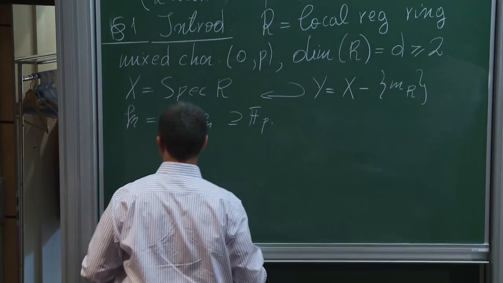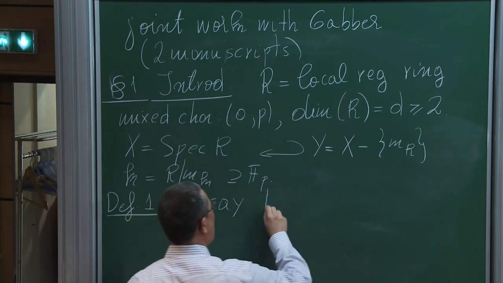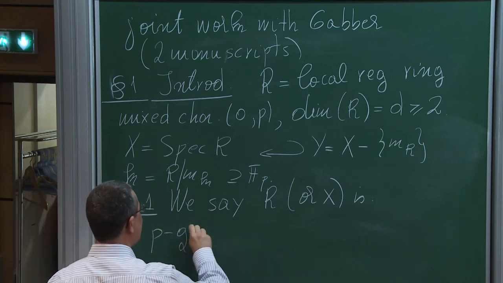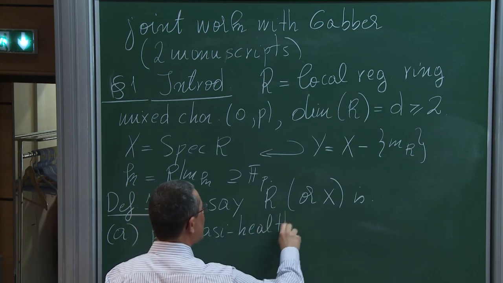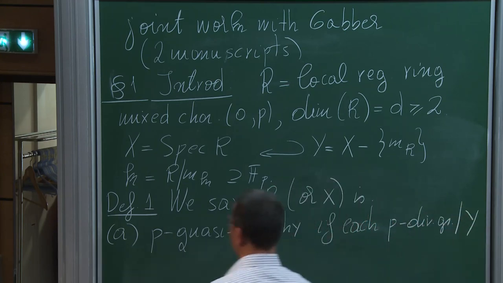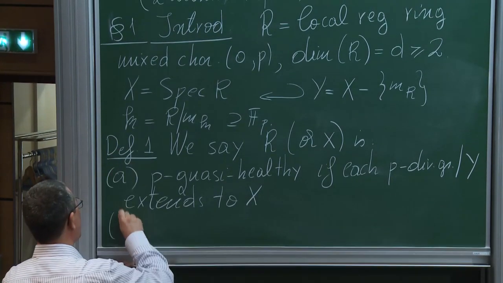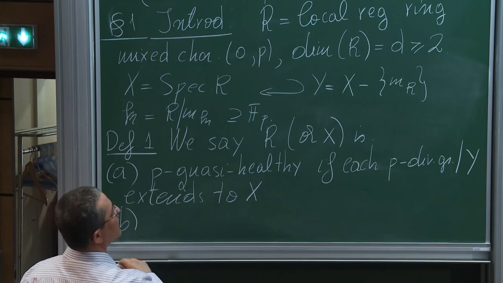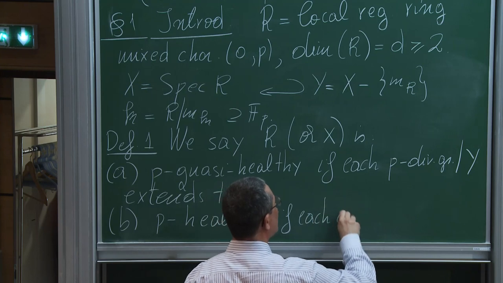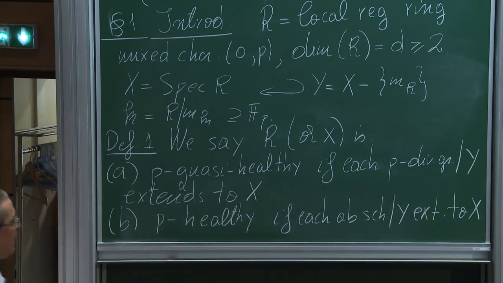So I'd like to begin right away with the definition, what we are talking about. We say R, or X, is (A) p-quasi-healthy if each p-divisible group over Y extends to X, and we have an analogous notion for abelian schemes, (B) p-healthy, if each abelian scheme over Y extends to X. Of course, in the A case, it extends as a p-divisible group, and in the B case, it extends as an abelian scheme.